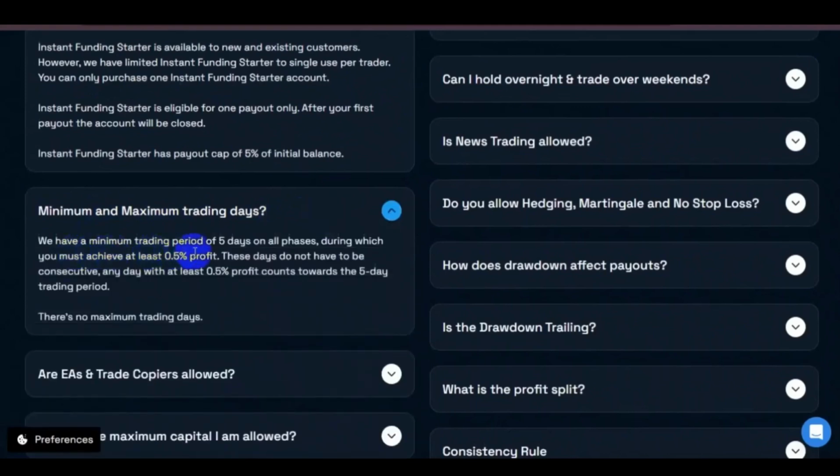Minimum and maximum trading days. They have a minimum trading days of 5 days on all phases, during which you must achieve at least 0.5% profit. Those days do not have to be consecutive. Let's say you have a 5k instant funded account and today you made 0.5% profit, that means $25, and the day will be counted as a profitable day, and next day you lose $50 or $25, and day after tomorrow you make $25 profit again, then the individual day will be counted as a profitable day. That means you have completed 2 profitable days. They will never be affected by the losing day.